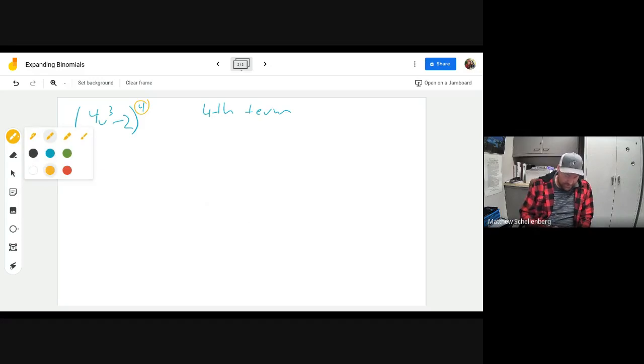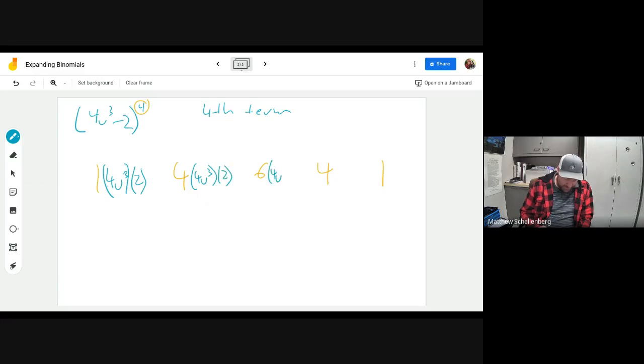So I'm going to have 1, 4, 6, 4, 1. And then I can write in 4u cubed times 2, repeated for each term. And then you deal with the exponents. So you go 4, 0, 3, 1, 2, 2, 1, 3, 0, 4. And then you deal with the signs.